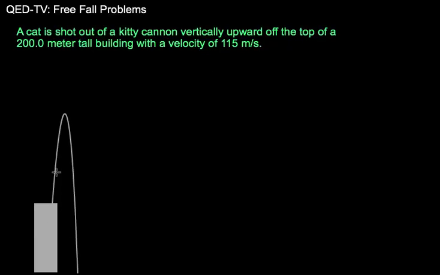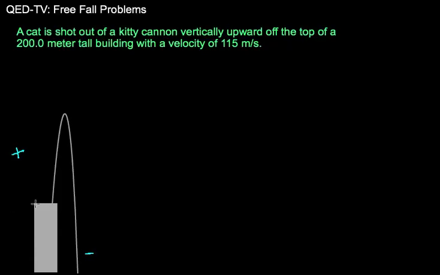So we see this drawing here, and before we start any problem, we need to designate if up is going to be positive or if up is going to be negative. It doesn't really matter which one you choose. You can always figure out your answers whichever you choose. But in this particular problem, the cat was shot up with a velocity of 115 meters per second, and that's positive. So we're going to assume that up is the positive direction, and downward is the negative direction.